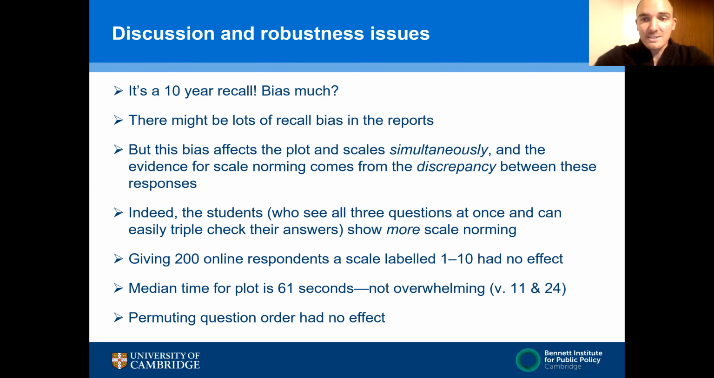If they think back over the last 10 years and they have an error of memory, it's going to affect the scale response they gave 10 years ago and the plot of the last 10 years simultaneously. And the key issue is not whether there's recall bias, but that there is a discrepancy between the scale and the plot. So it's irrelevant whether recall bias is everywhere here. What matters is the discrepancy. And as I said, indeed, we see that the students who get the questions all at once have more scale norming than the online sample.